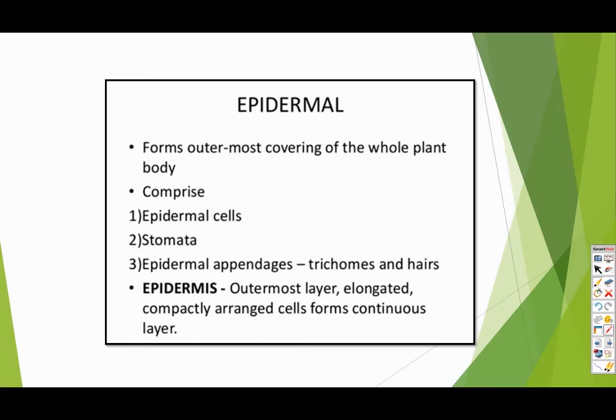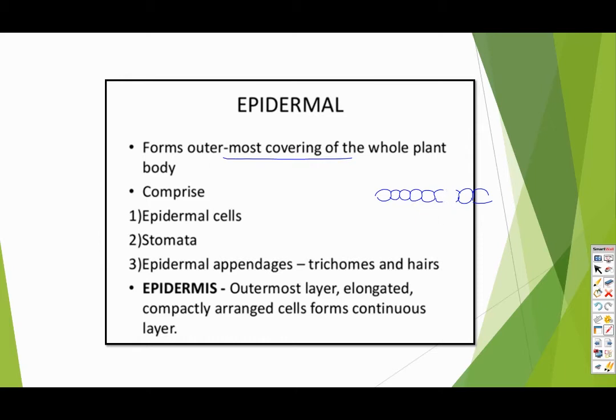Usually on your epidermis you will have certain structures like this. What are these? These are nothing but your stomata. Am I clear? Also you will have certain extensions like this. If it is a root, you will have a root hair. Root hair is unicellular. If it is a leaf, you will have your trichomes present.